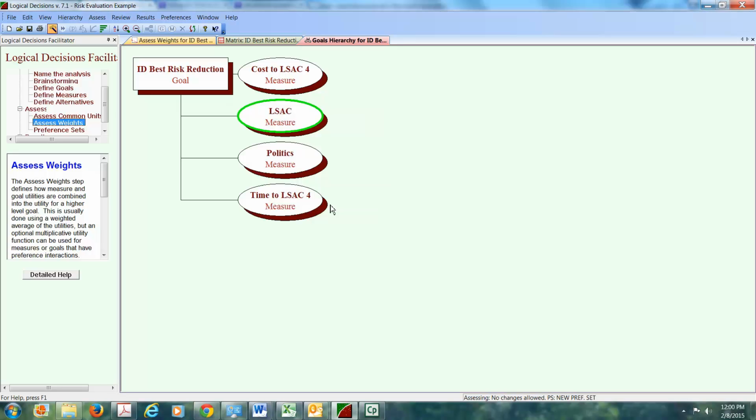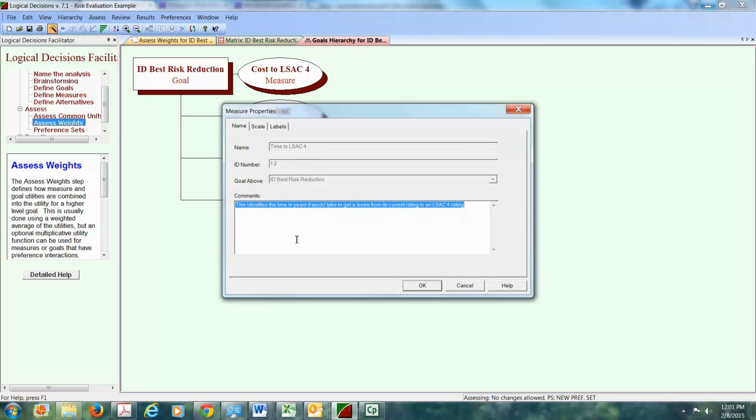But when time comes to evaluate a risk, there's more than just the science or the evidence or the risk metrics. There are also social values. So what I've tried to do here is just to dummy up some ideas to illustrate how we might incorporate these social values. So let's take the time to Lsat 4 here. Read the comment. It says this identifies the time in years it would take to get a levy from its current rating to an Lsat 4 rating.